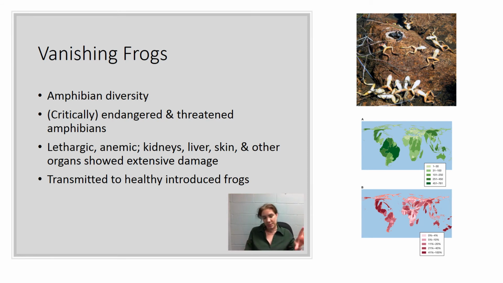But what they were observing was that among the surviving frogs, they tended to be lethargic and anemic. They showed damage to the liver, the skin, and other organs like the kidneys. So all of this was pointing toward maybe some sort of environmental poison killing these frogs. Part of the initial evidence was that this would also pass to healthy frogs. That made us start thinking that it might be an infectious agent.